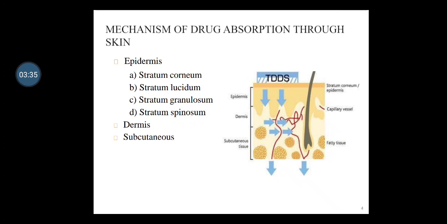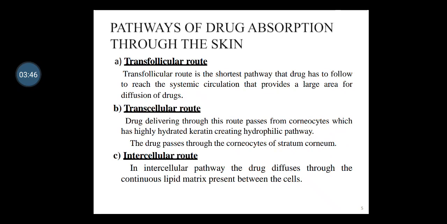The skin circulatory system, that is the arterial plexus, and the appendages, that is the hair follicles, sebaceous and sweat glands, are located within these layers. These are the different pathways of drug absorption through the skin. The very first pathway is the transfollicular route. The transfollicular route is the shortest pathway that the drug has to follow to reach the systemic circulation, and it provides a large area for the diffusion of drugs.